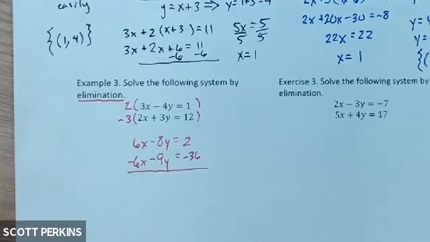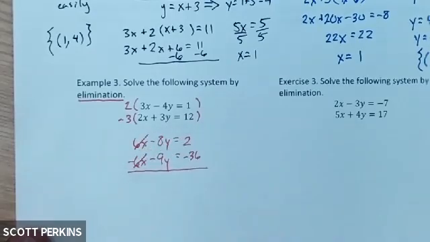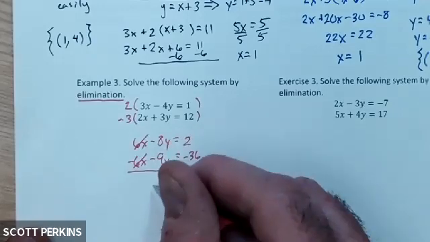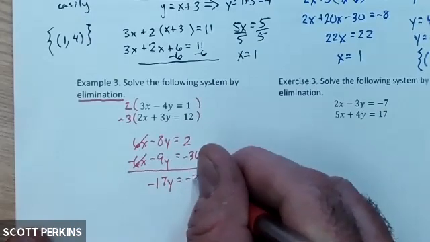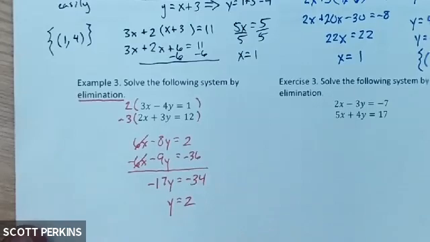And the lovely thing that happens for us is now when I smush these equations together, the x's are going to eliminate. So 6x and minus 6x, you notice those two things cancel. And then -8 plus -9 is -17y. And then 2 and -36 is -34. I divide and we get the y value is 2. There we go, we're half done.